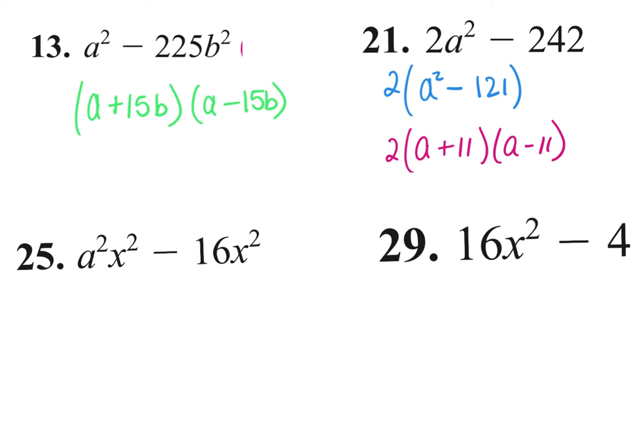All right. 25. Did you have anything in common? X squared. What are you left with? Minus 16. Are those both perfect roots? They are. So your x squared is going to stay out here. What do you have left? Plus 4 and minus 4, right?